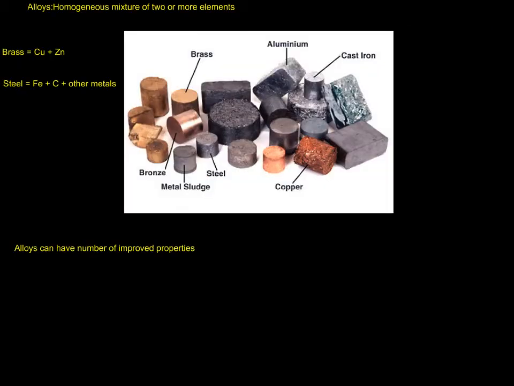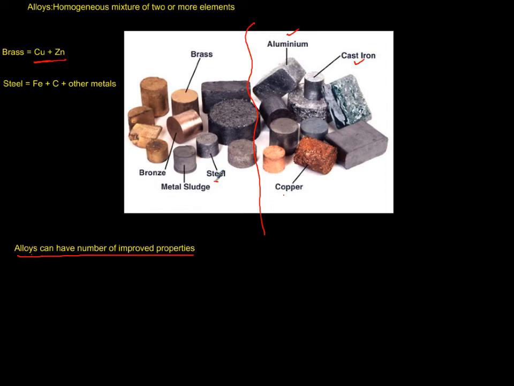Finally, if we look at alloys, alloys are homogeneous mixtures of two or more elements. Now, these are naturally found metals such as copper, cast iron, aluminum. If you mix two or more, then you have an alloy with different properties that we usually look forward to. Brass is one that you should really know, a combination of copper and zinc. You will use it as a shiny doorknob or many other fixtures of buildings.